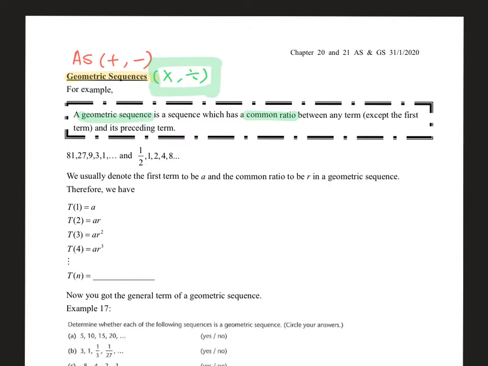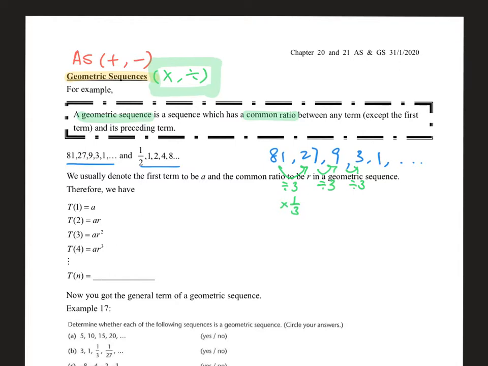And here come two examples. For the first one, you will see that the numbers are decreasing, but this time it's not minus a certain number like in AS. In this question, every time we divide by 3 to get the next term. Or you may present it as multiplied by 1/3. It's also all right. So this is one example of a geometric sequence.